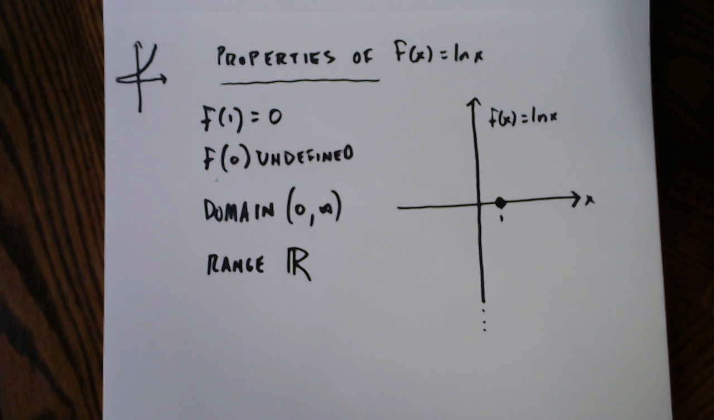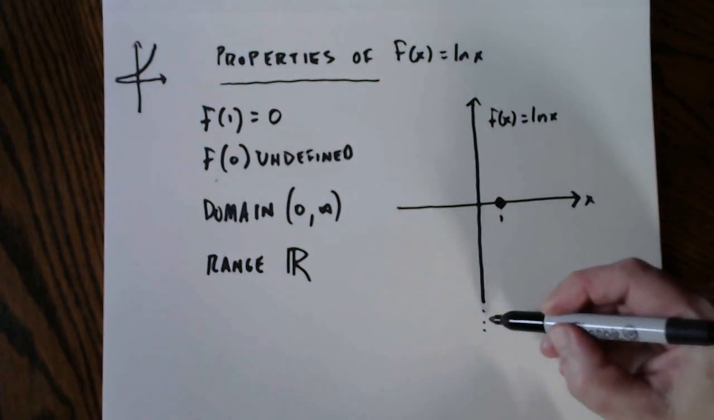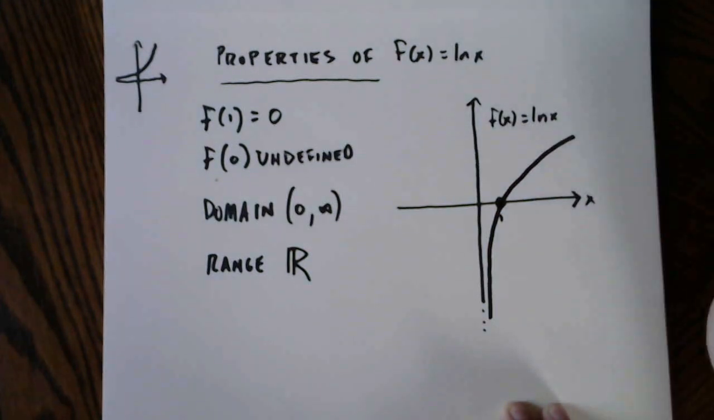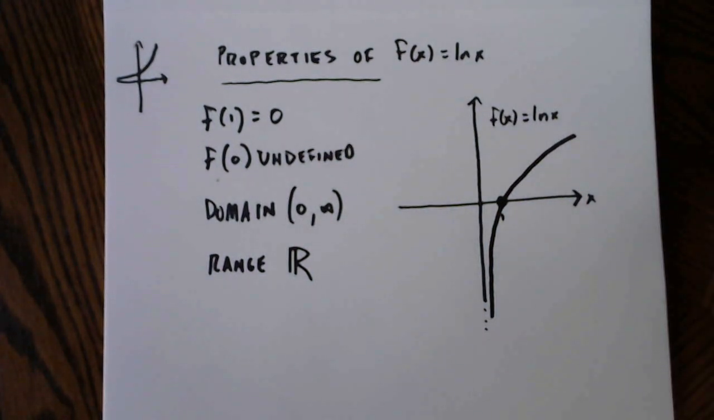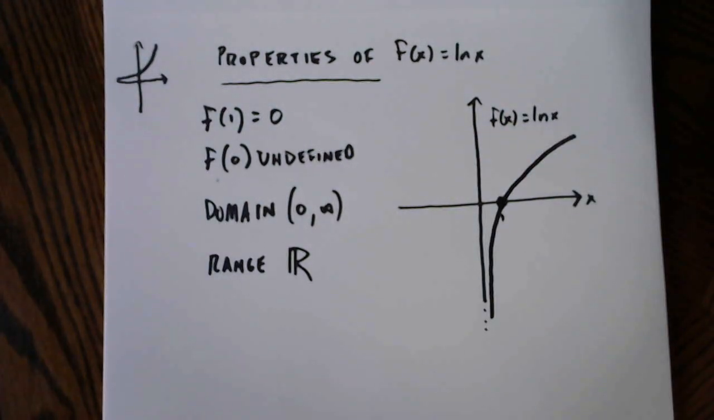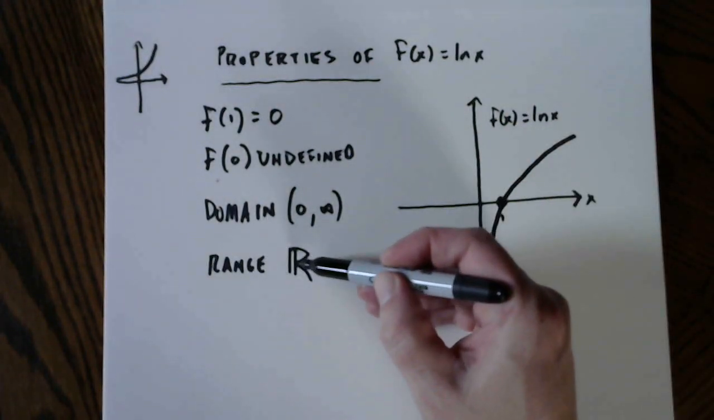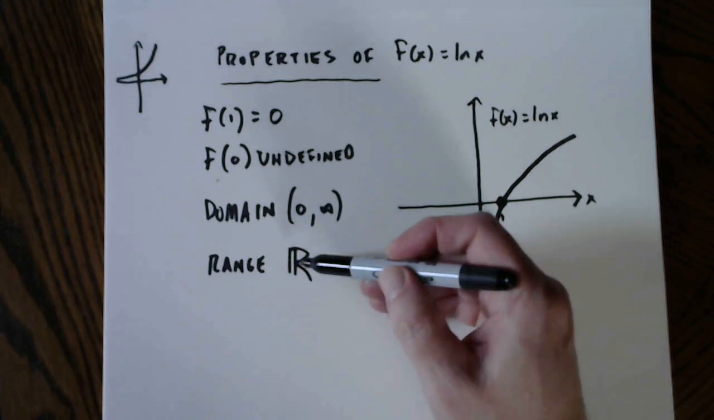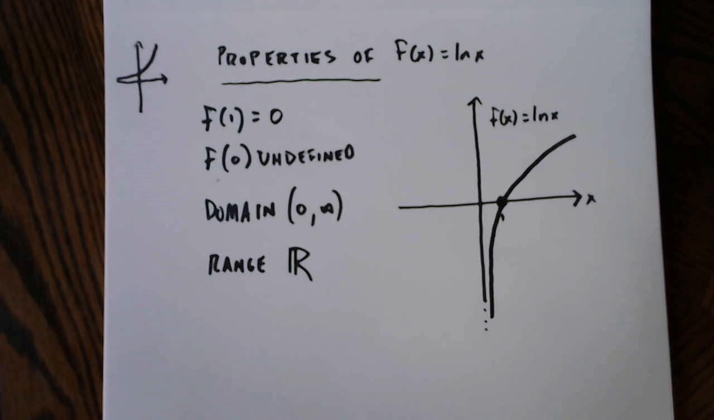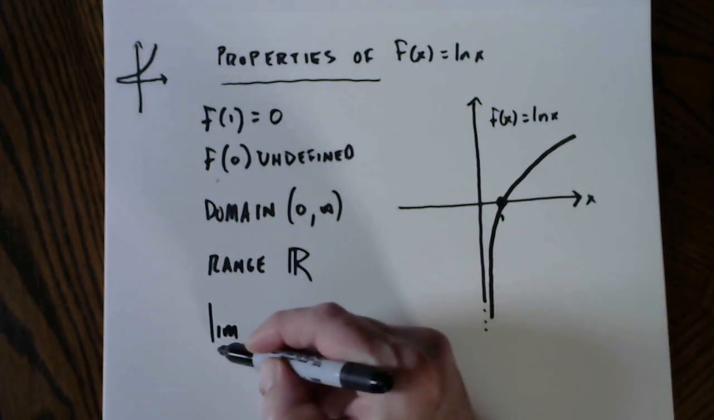So think about the domain and range. Remember that inverse functions flip-flop domains and ranges. This was the domain of the exponential. This was the range of the exponential. So these fit perfectly. What about limiting behavior?